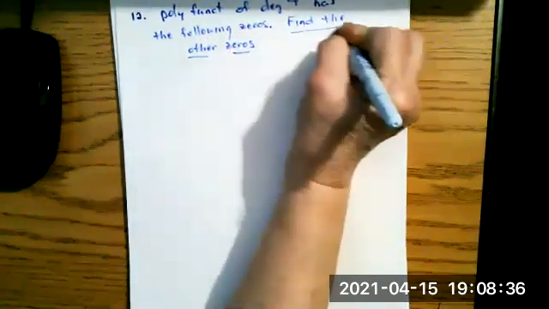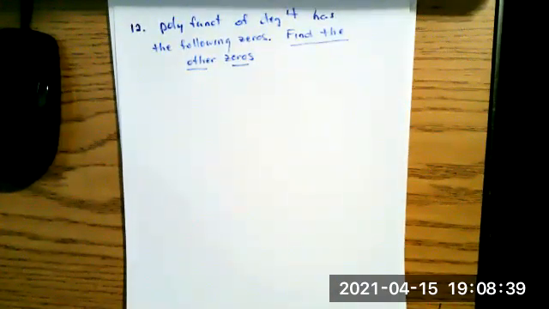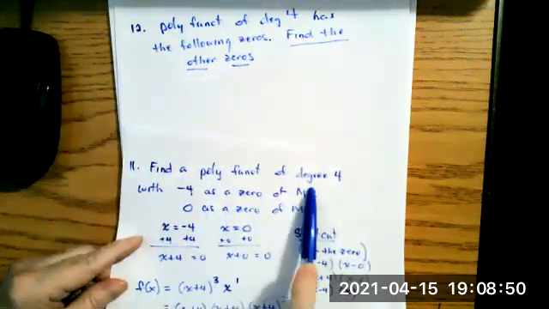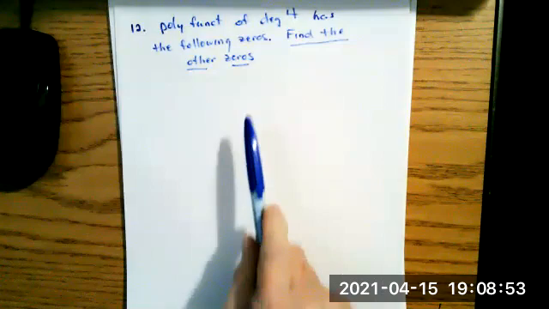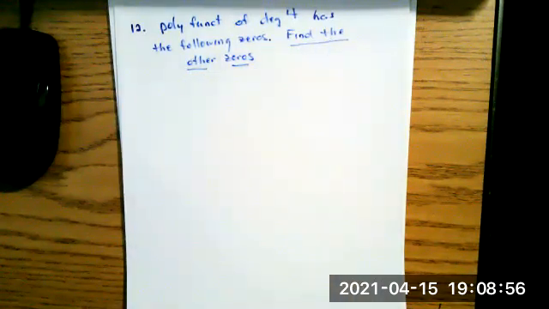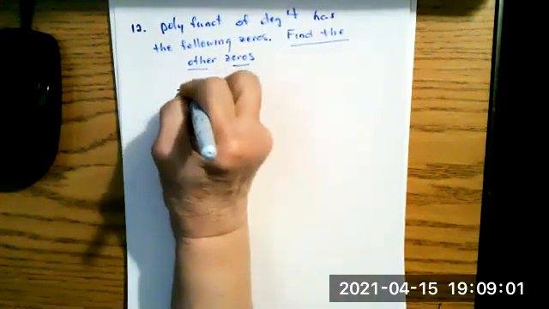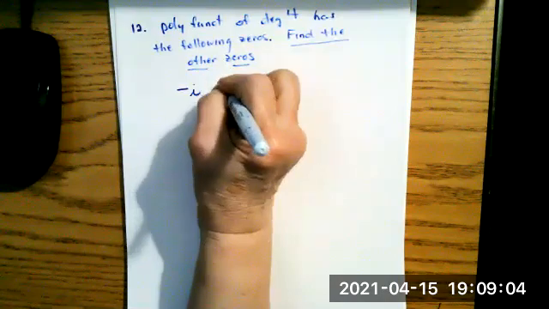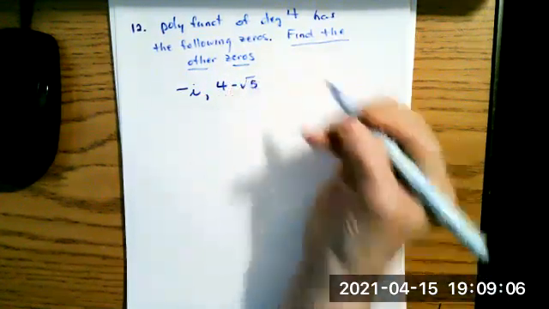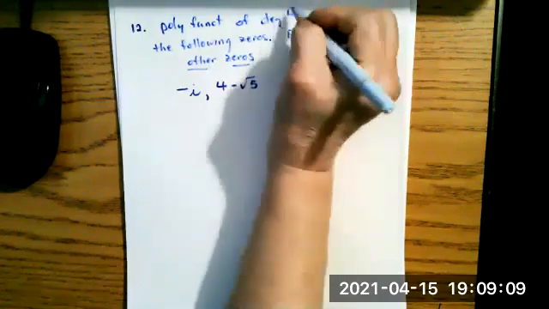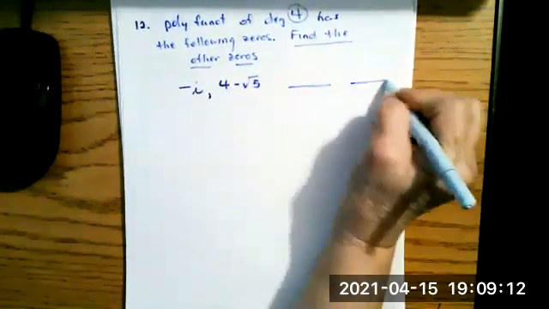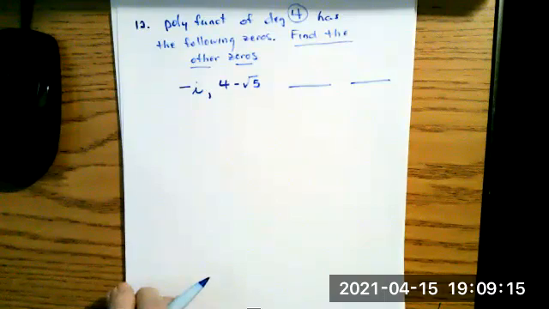Now, don't make this one too hard. It's only asking you to find the zeros. It's not asking you to find the polynomial like the last one did. It started out, find the polynomial of degree 4. This one says find the other zeros. So be careful on this. It doesn't ask for the polynomial, just the zeros. And it gives us 2 of them. So that's 2 out of the 4. There should be 2 more. What would the other 2 be?